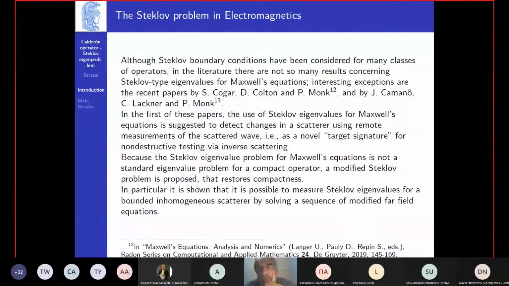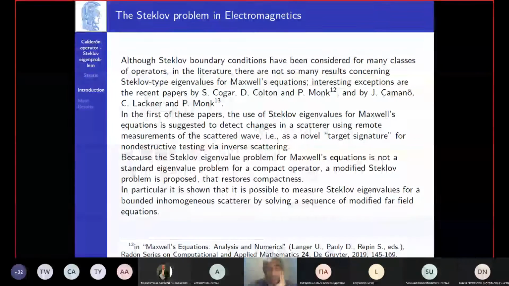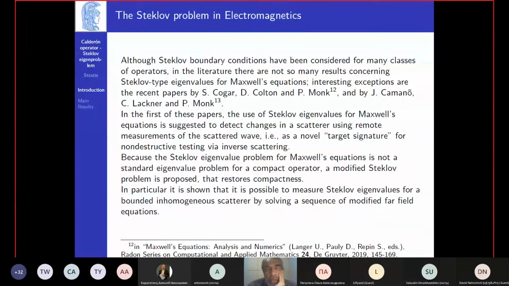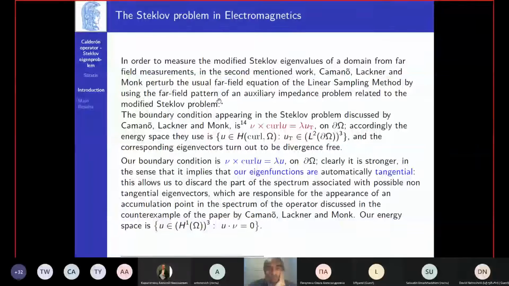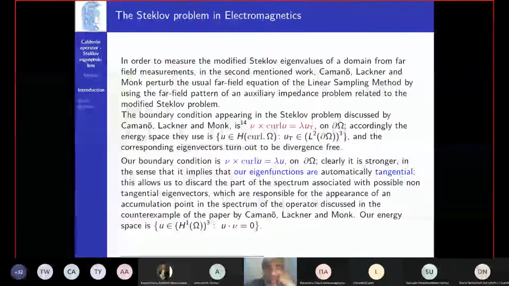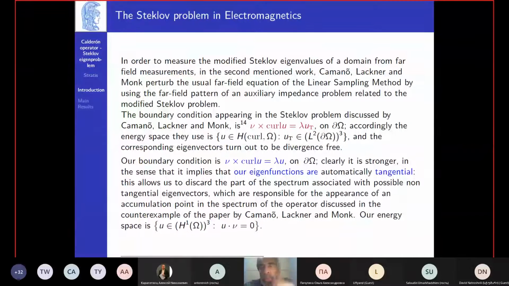Now, the Steklov eigenvalue problem for Maxwell's equations, one of the differences that I mentioned that exist before, is that it is not a standard eigenvalue problem for a compact operator. So they had to modify it and propose another modified problem, not the standard one, that restores compactness. In order to measure these modified Steklov eigenvalues from the far field, they perturb it, and they use the linear sampling method, which is maybe 30 years old, using the far field pattern and an auxiliary problem to study the modified Steklov problem.